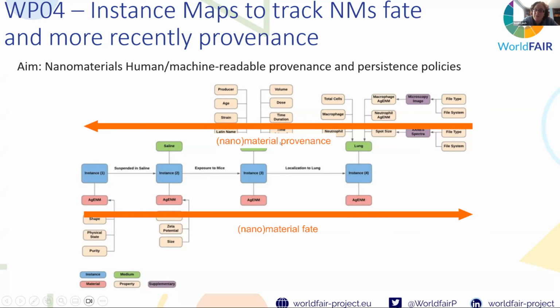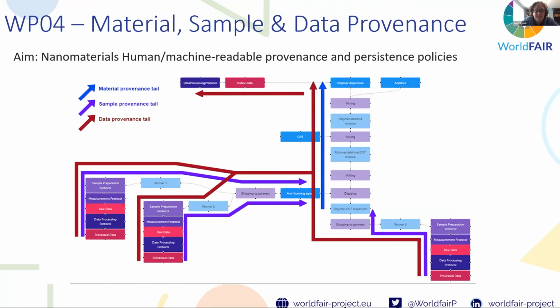But more recently we've been thinking about how it might also allow us to look at things like the nanomaterial's provenance. So how the material was created, how it was stored, how it was transferred, who was responsible for each of those steps, and what characterization was done around it. So that's the focus of our final activity.